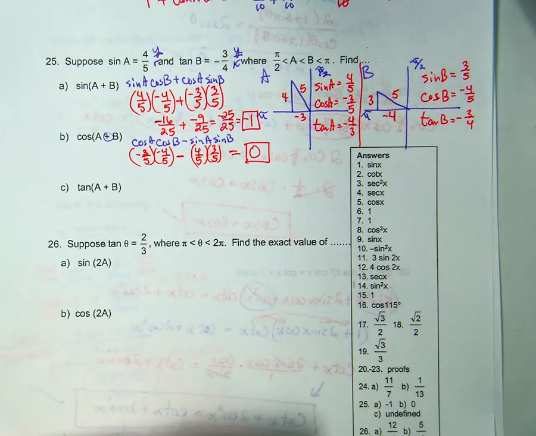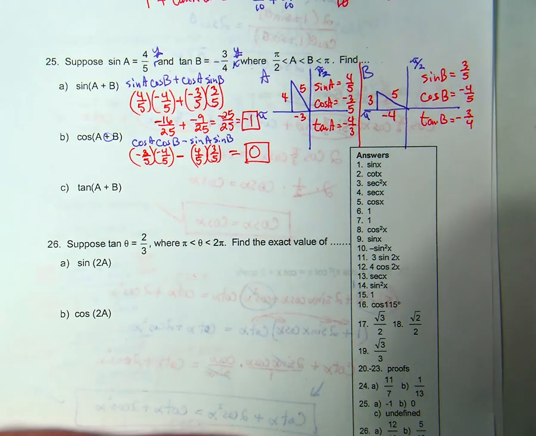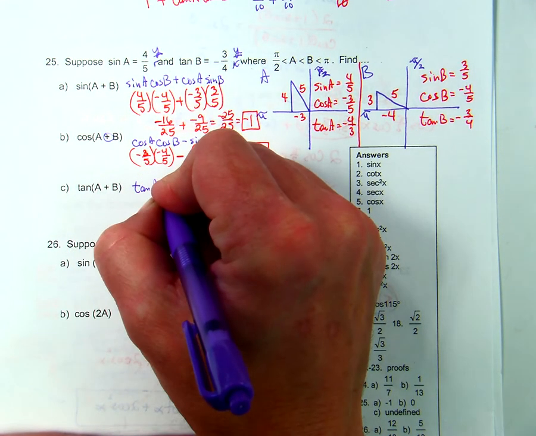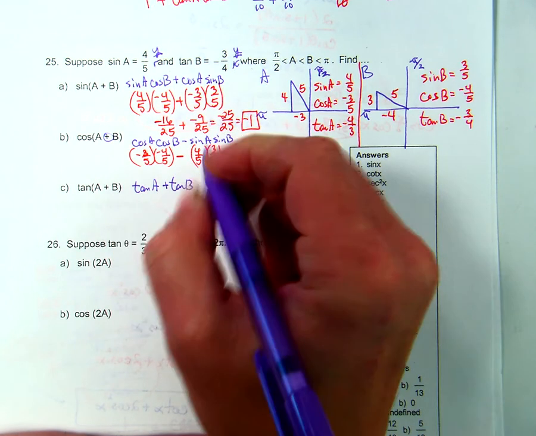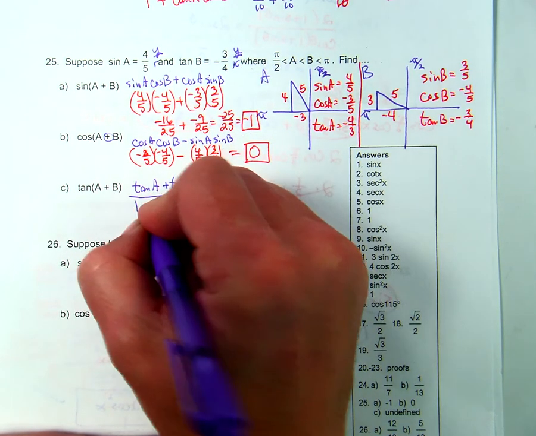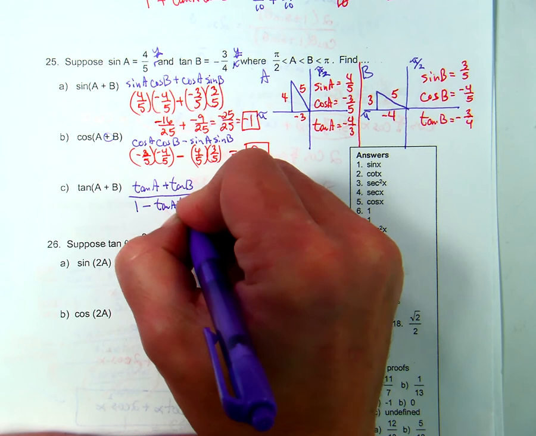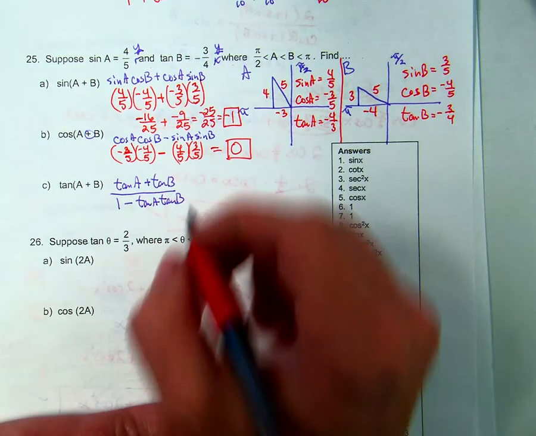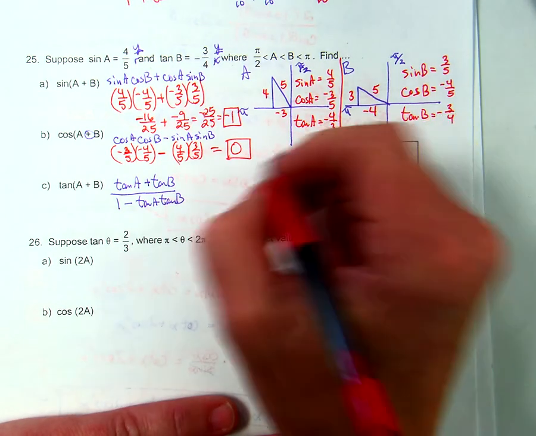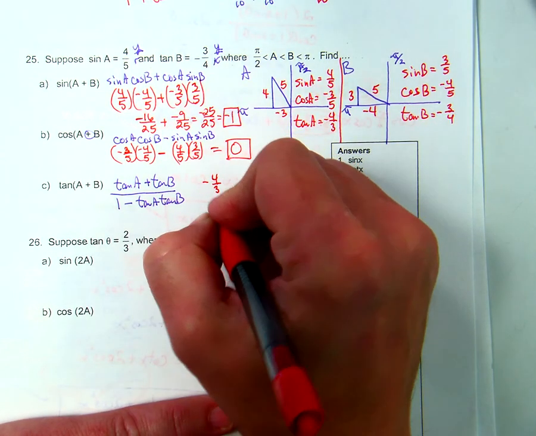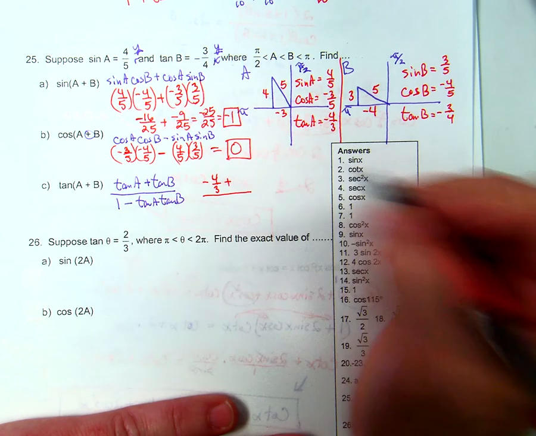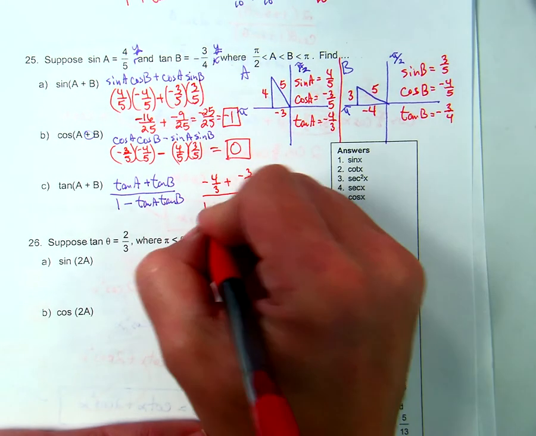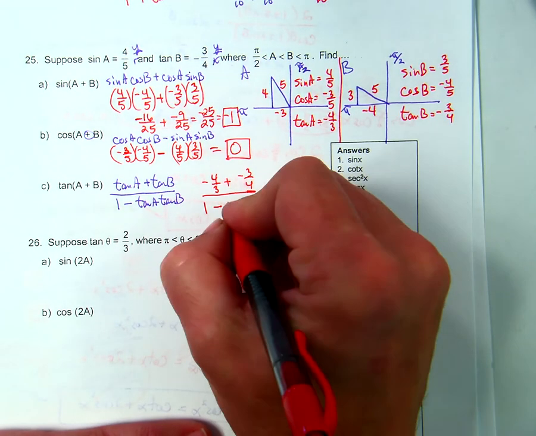Tangent, again, this is the one that's a little trickier as far as setting up. It just has more parts to it, but this is a plus one. So tangent A plus tangent B all over 1 minus tangent A, tangent B. Okay, so let's set up our fractions, just sub in our values. We have tangent of A, which is negative 4 over 3, plus negative 3 over 4, all over 1 minus these two multiplied together.